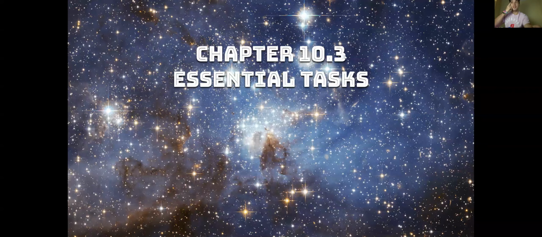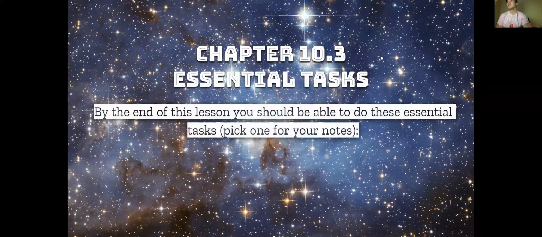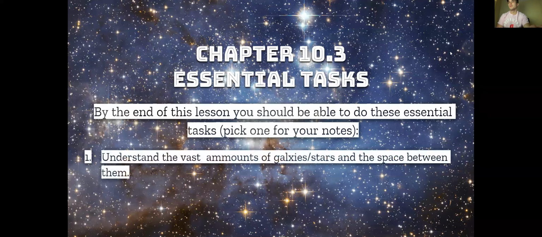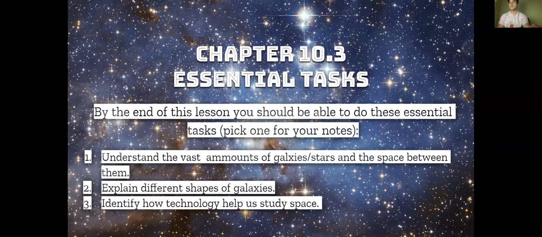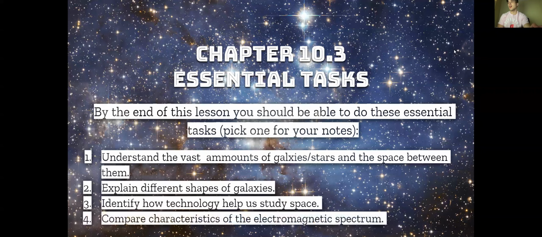Chapter 10.3, Essential Tasks. By the end of this lesson, you should be able to understand the vast amounts of galaxies and stars and the space between them, explain the different shapes of galaxies, identify how technology helps us study space, and number 4, compare characteristics of the electromagnetic spectrum.